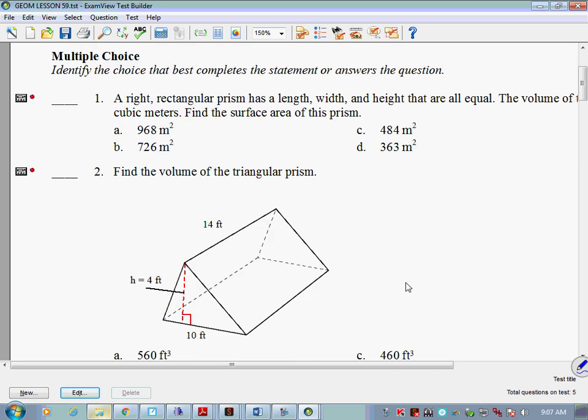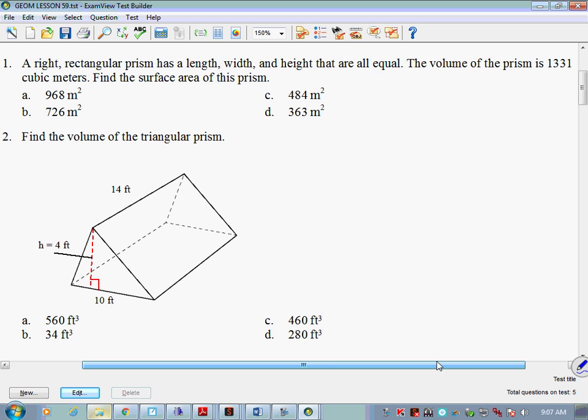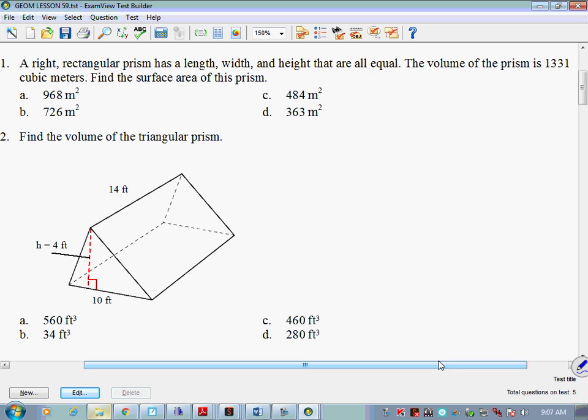Okay, lesson 59. Question number 1, I think we've got like 5 questions in here, so not a whole lot. Question number 1: a right rectangular prism, so not oblique, has a length, width, and height that are all equal. The volume of the prism, let's move this over so I can see them, is 1,331 cubic meters. Find the surface area of the prism.